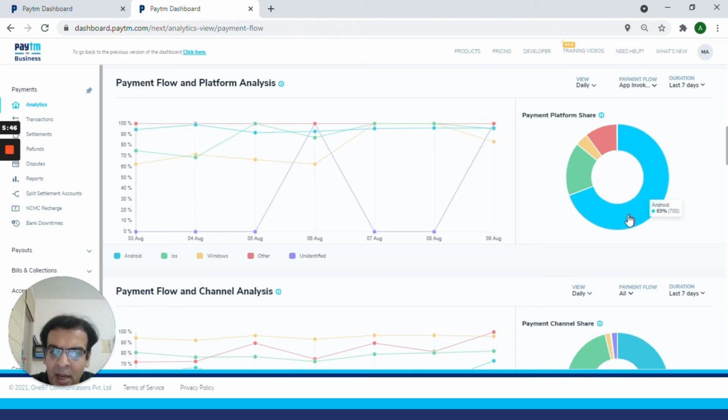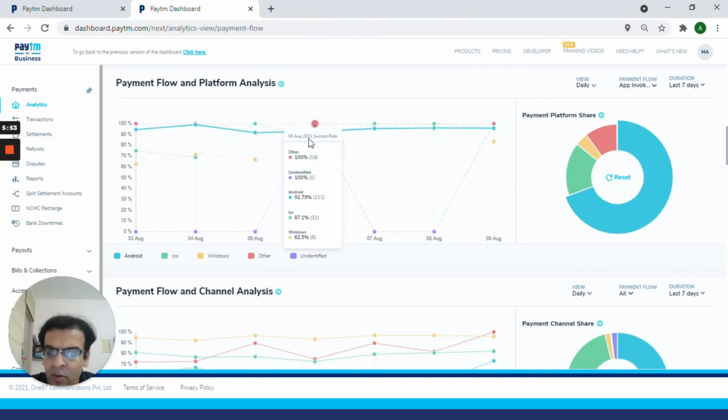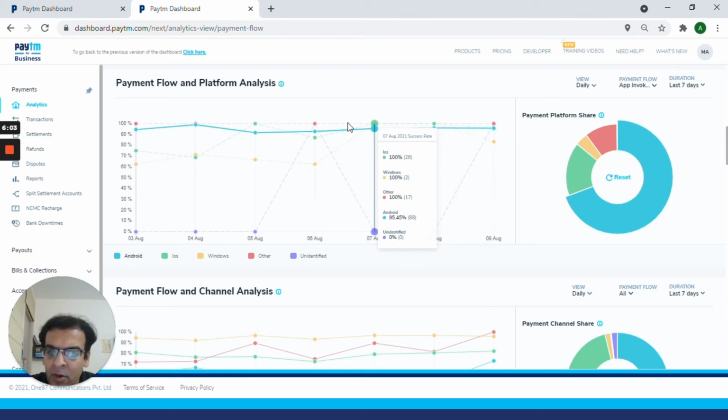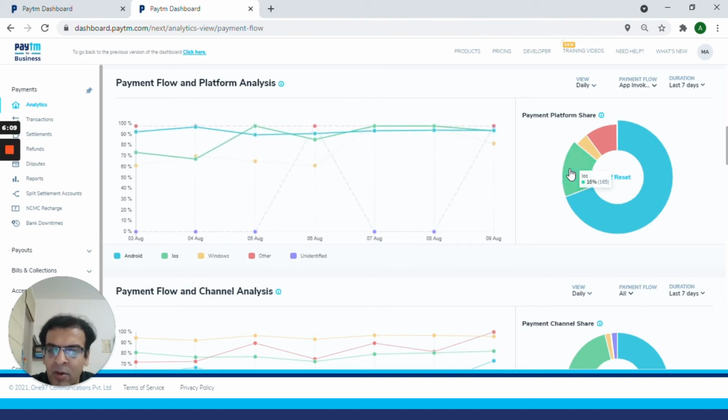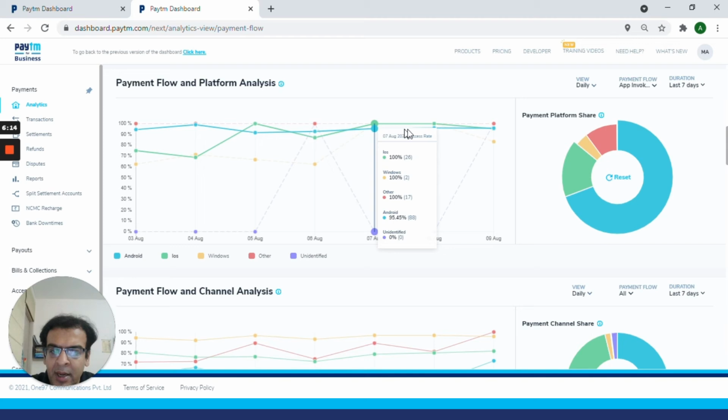Also, if you just click on, let's say, Android on the right pie chart, the same trend line for Android would get highlighted in the first chart here, and you can actually see the difference in the success rate vis-a-vis other platforms. All the other platforms' trend lines would get lightened and become dotted, and if you do a multi-selection here of, let's say, iOS, the same would get highlighted here in a dark color.